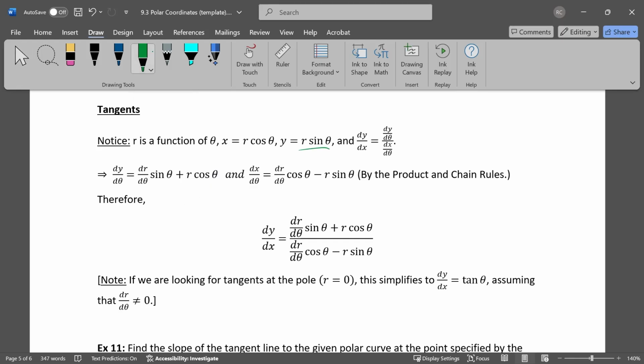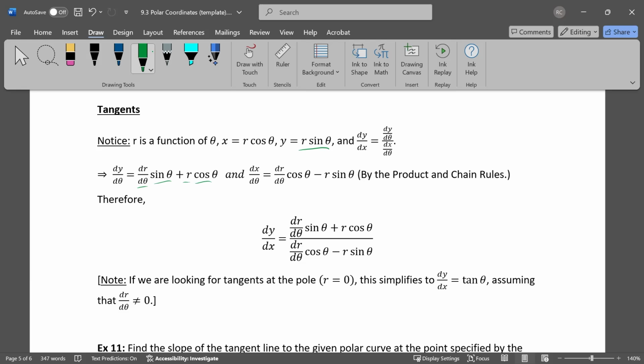Look, y is r times sine of theta. That's r prime times sine of theta plus r times the derivative of sine of theta, right? Just the product rule on y. And dx/d theta is dr/d theta cosine of theta minus r sine of theta. Again, same thing here: the derivative of r times cosine of theta minus r times the derivative, times sine of theta, because the derivative of cosine is negative sine of theta. And so dy/dx is just the quotient of those two things. We just divide them.